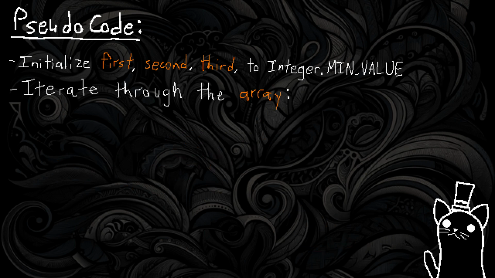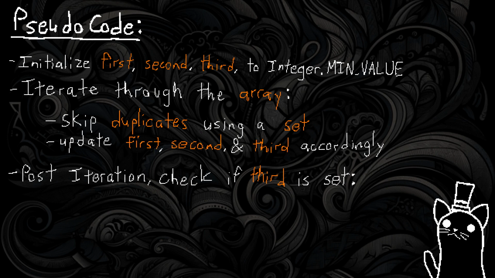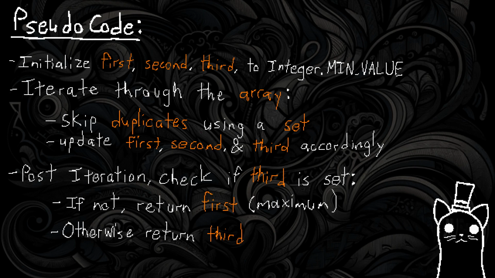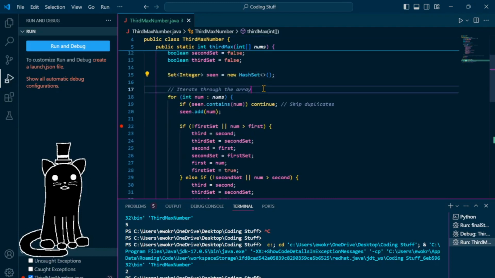Iterate through the array, skip numbers already seen using a set, update first, second, and third accordingly. After iterating, check if third has been set, if not, return first. Otherwise, return third. Moving into the actual code, the initialization of the integers, booleans, and the hash set is simple as seen here. But the traversal of the array is a little more tricky, right here.